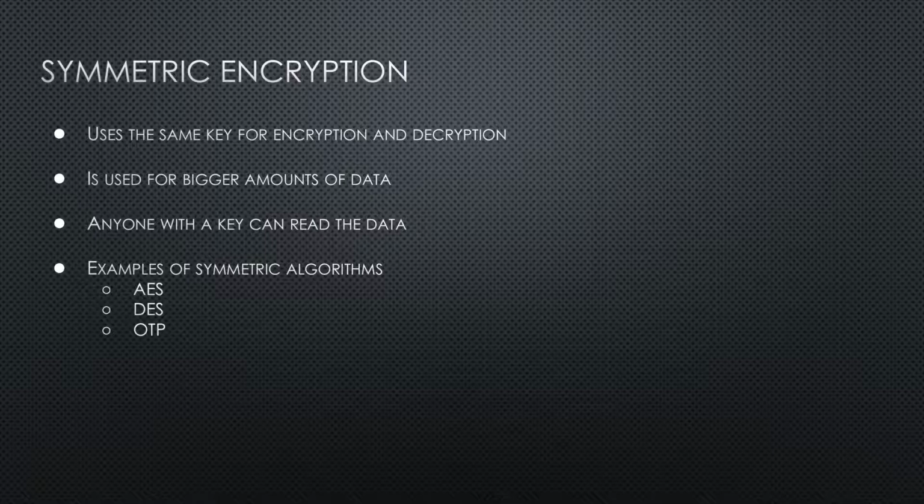OTP, or one-time pad, is a bit of an outlier when it comes to symmetric algorithms. It's used more by government agencies because each time you want to send a message, you have to use a completely different key that you have never used before. Now, that means that you have to create a million keys for each person that you want to talk to using this method. So more often than not, they would have code books and they would send what key to use to an agent in the field when they send out the information.